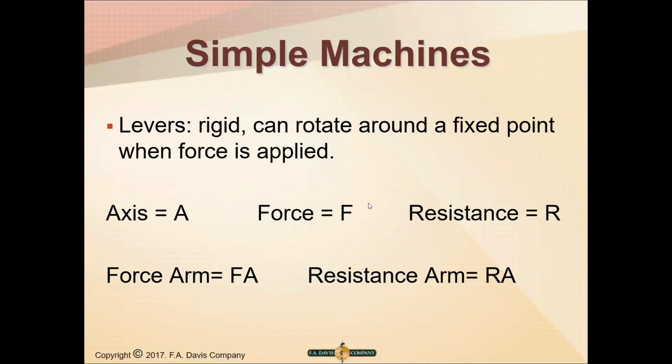So simple machines. Oh boy, here we go. We talked about these in physics as well. We have our levers, which are rigid and can rotate around a fixed point when force is applied. We have axis, force, and resistance are our main things, right? Our force arm is our force plus our axis. Our resistance arm is our resistance plus our axis.